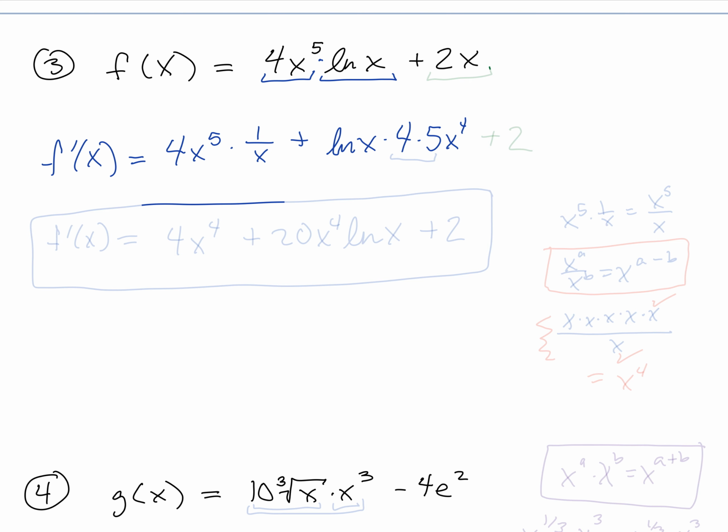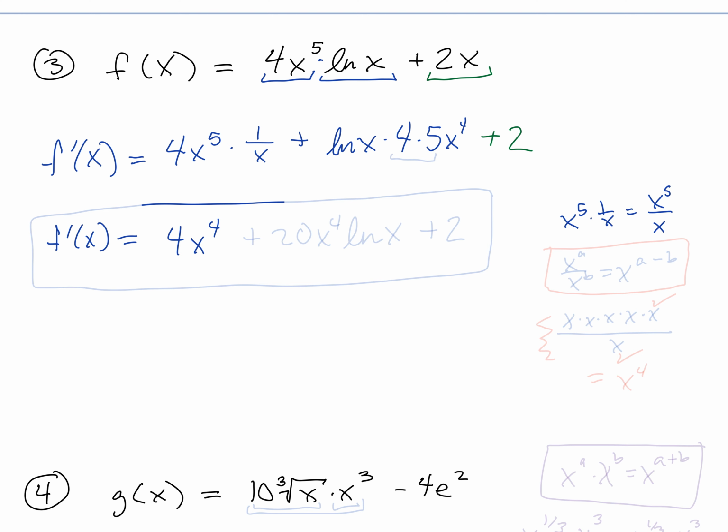And then now we want to also take the derivative of that second piece, 2x. So the derivative of 2x is simply 2. The derivative of a linear function is just its slope. And so now we could continue by simplifying that if we wished, or we should simplify that. So 4x to the fifth times 1 over x, that's 4x to the fourth, because if we think of x to the fifth times 1 over x, that's the same as x to the fifth divided by x.